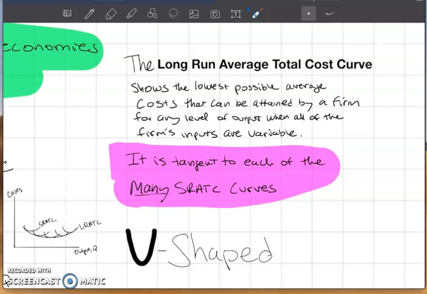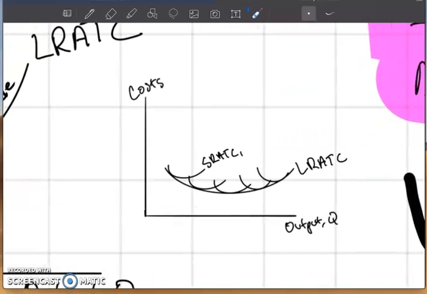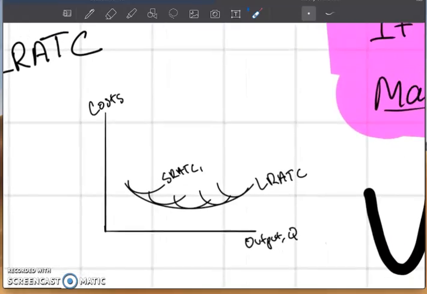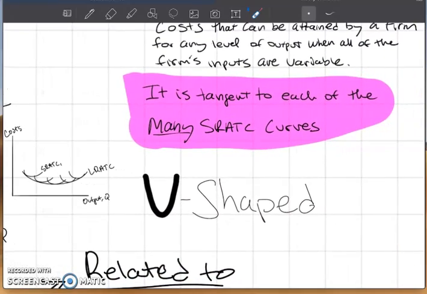Definitionally, the long run average total cost curve shows the lowest possible average cost that can be attained by a firm for any level of output when all of the firm's inputs are variable. We can see, if we look close to this diagram on the left, if we zoom in here, that what is occurring is that all of these short run average total cost curves are tangent to the LRATC curve. It is tangent to each of the many SRATC curves. They're inside of, it's an envelope. And that all of these curves are U-shaped, that these average cost curves have a U shape.